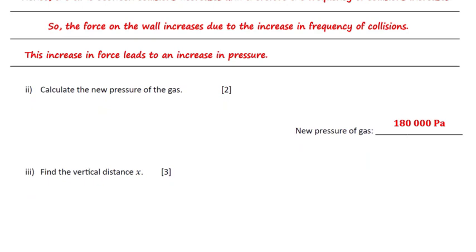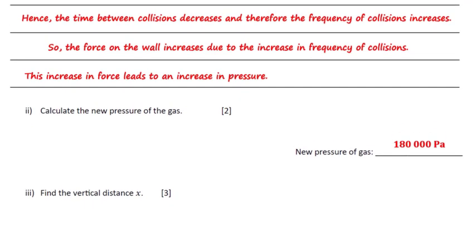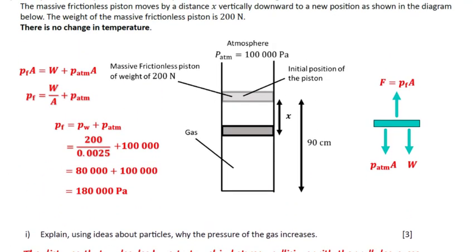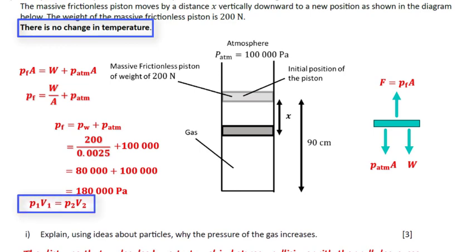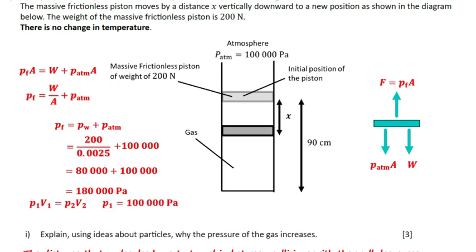B troisième partie, find the vertical distance x. Pour nous faire ça, nous allons imaginer P1, V1 is equal to P2, V2, which is Boyle's law. Qui copie notre changement de température, the pressure of a gas is inversely proportional to its volume. The initial pressure of the gas, P1, was 100,000 Pascal. So, initial volume, V1, qui 25 fois 90, qui fait 2250 cm³.